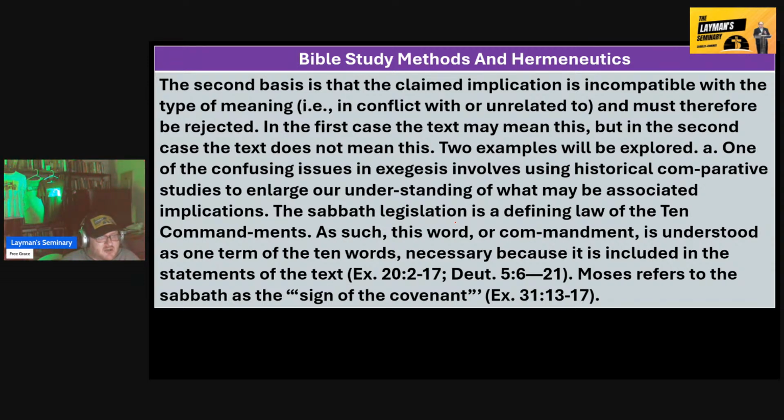One of the confusion issues in exegesis involves using historical comparative studies to enlarge our understanding of what may be associated implications. The Sabbath legislation is a defining law of the Ten Commandments. As such, the word or commandment is understood as one term of the 10 words, necessarily because it's included in the statement of the text.